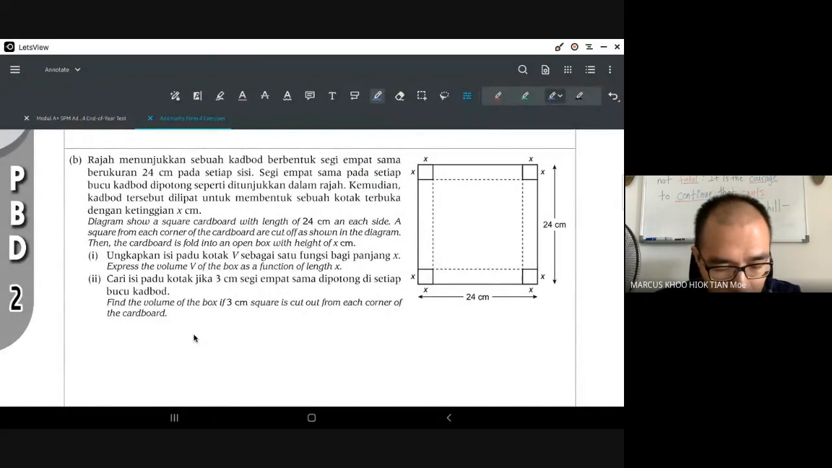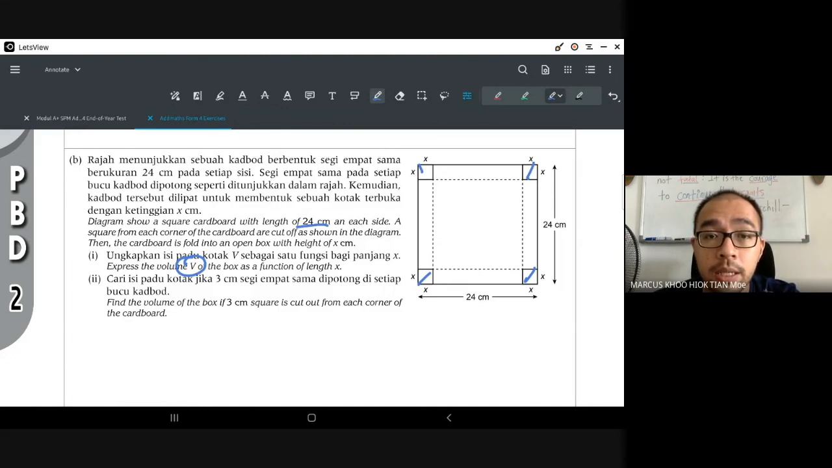So the diagram shows a square cardboard with length of 24 cm on each side. A square from each corner is cut out as shown in the diagram. Then the cardboard is folded into an open box with the height of x cm. So express the volume of the box as a function of the length x. Walao, so complicated. Hold on.